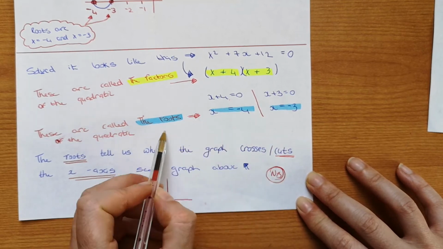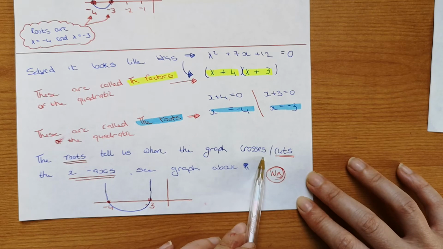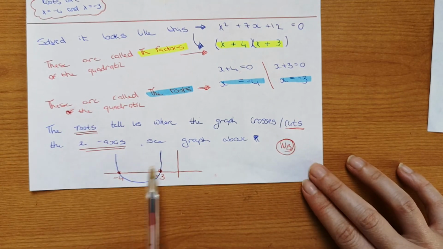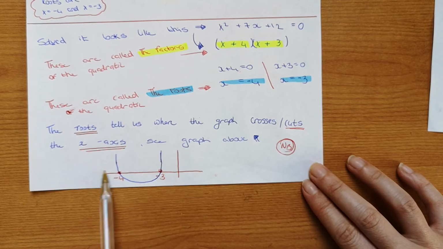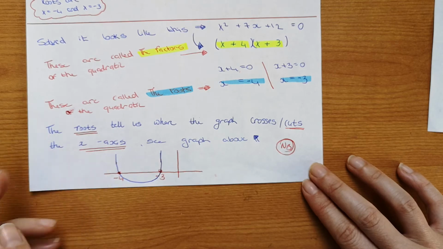These things here then, they're called the roots of the quadratic. And what does that mean? Well, the roots tell us where the graph cuts or crosses the x-axis. All right, see graph above. Well, I've just drawn it down here for you. So there's your y-axis, there's your x-axis, and I've just marked in my minus 3, minus 4, and the quadratic is crossing the graph there.